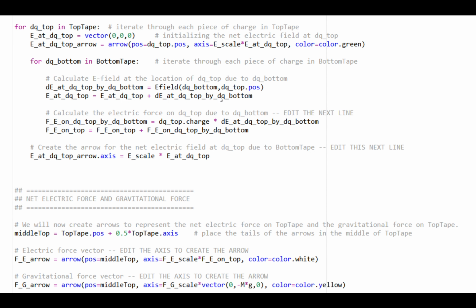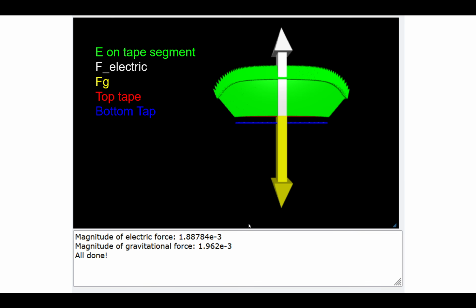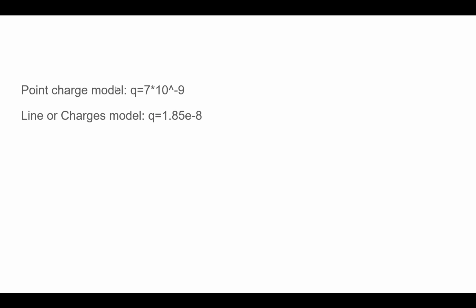However, using the charge we found from the point particle model, we find that the magnitude of the electric force is much less than the gravitational force. With some trial and error to get the electric force and the gravitational force approximately equal, as it should be in equilibrium, we find that the line of charges had a much less distributed charge than the point charge model.